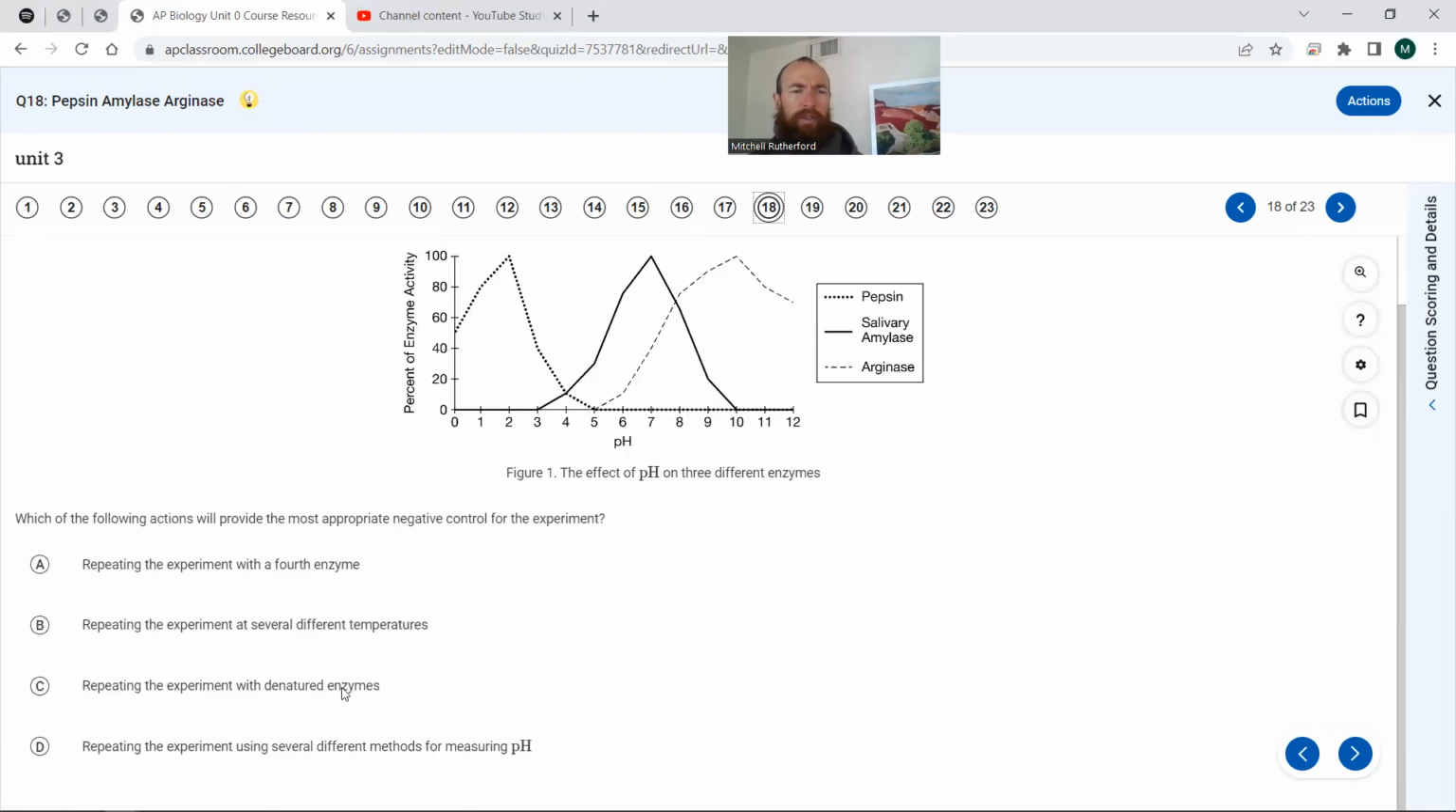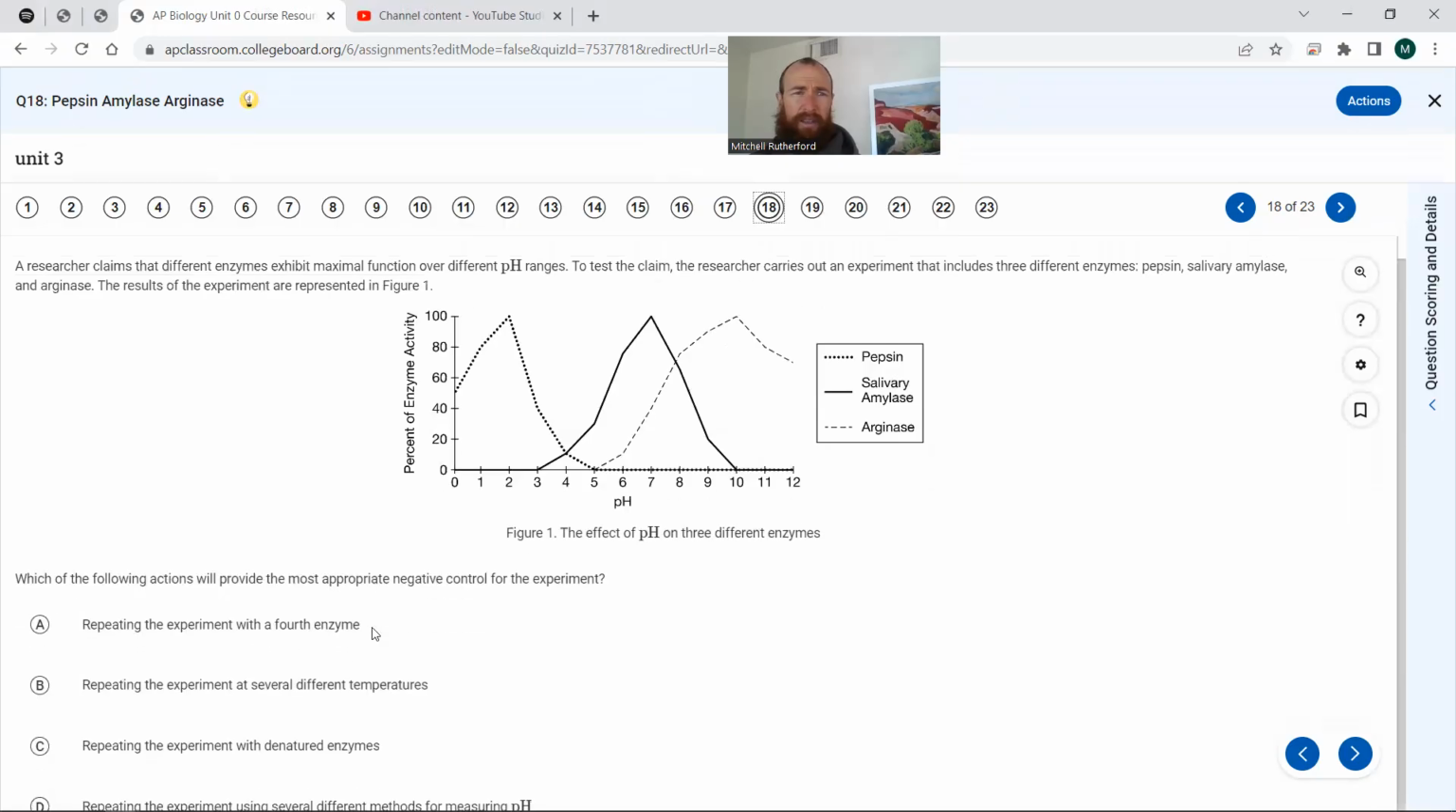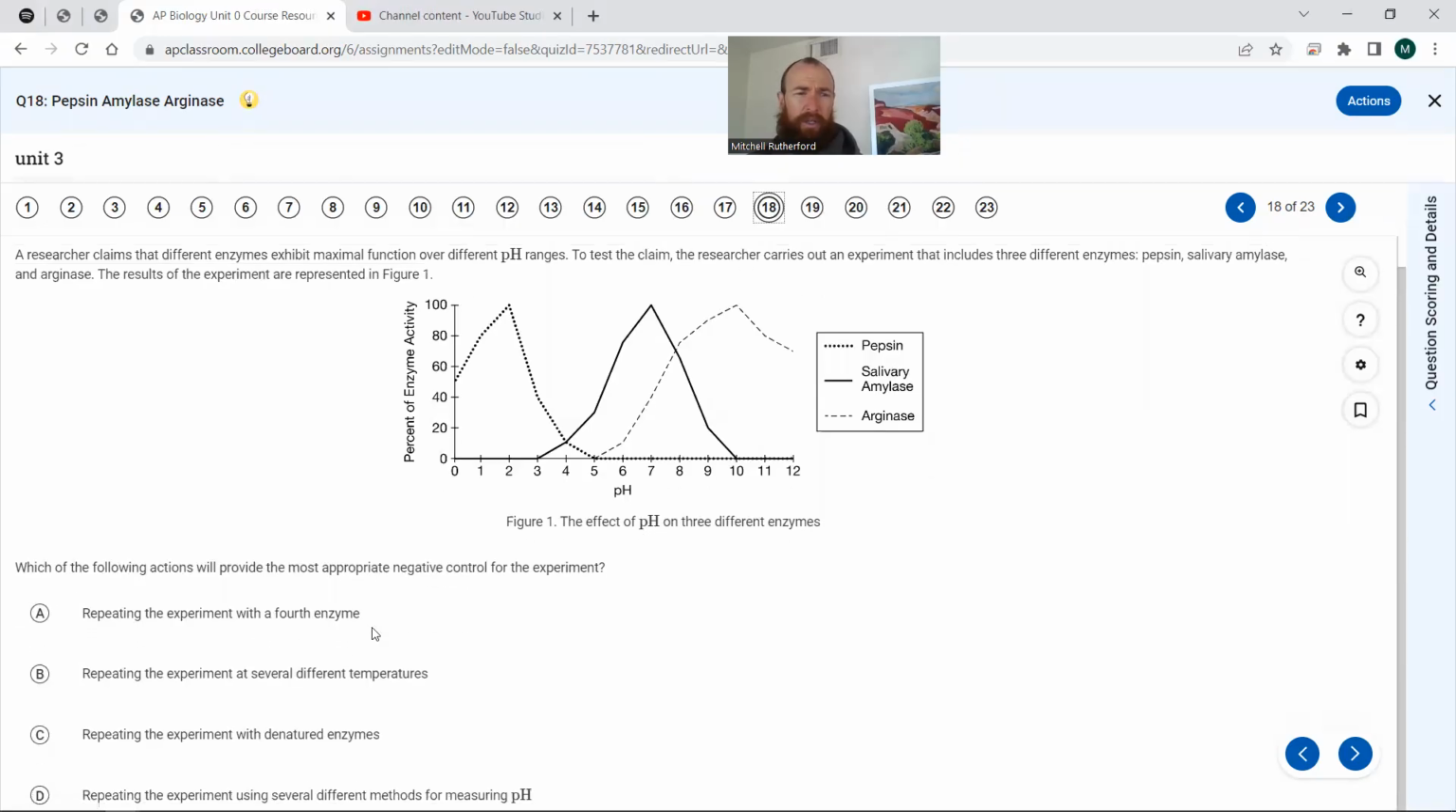Repeating the experiment with denatured enzymes with a 4th enzyme. A doesn't really make sense. That's just not useful here. Repeating the experiment at several different temperatures, that just complicates things. So I really don't think it has anything to do with temperature. Repeating the experiment with denatured enzymes. So denatured, they're testing your vocab knowledge, that a denatured enzyme is an enzyme that is just a different shape, so it doesn't work. Repeating the experiment using several different methods for measuring pH.